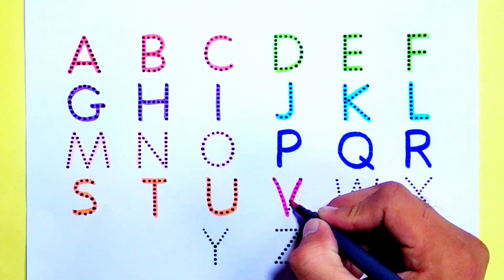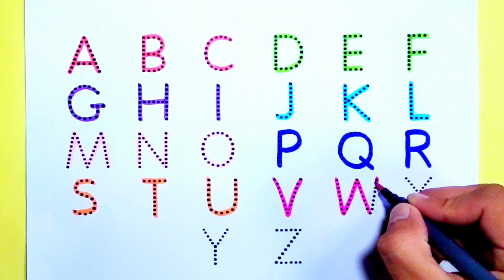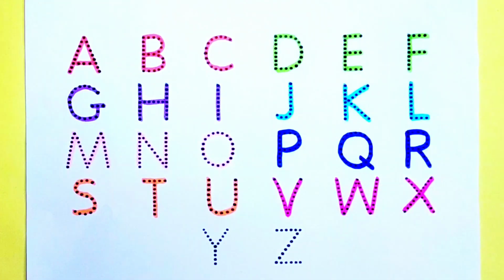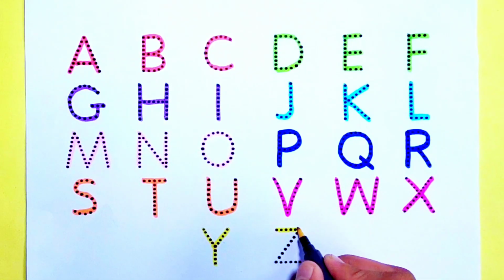V for vase. W for whale. X for xylophone. Yellow color. Y for yard. Z for zip.